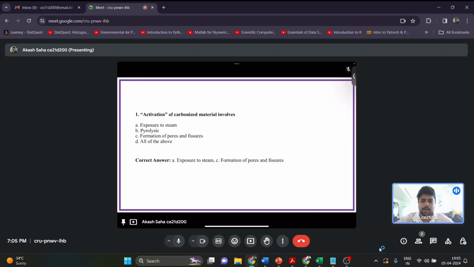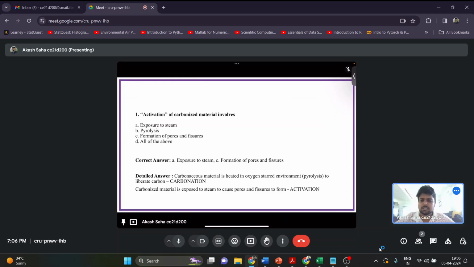If we go to the detailed answer, pyrolysis is a part of the carbonation of the material. When a carbonaceous material is heated in an oxygen starved environment to liberate the carbons, it is known as carbonation. So pyrolysis is not part of activation, rather it is part of carbonation, whereas the exposure to the steam to cause the pores and fissures is a part of the activation. I hope you have understood it. Let me go to the next problem.